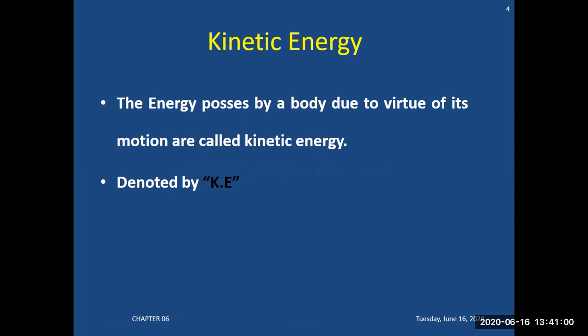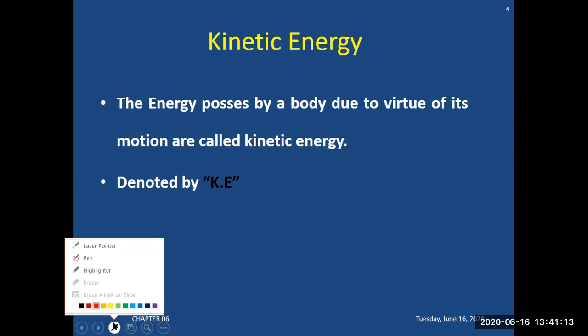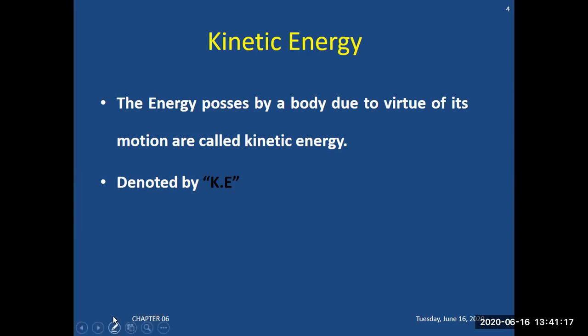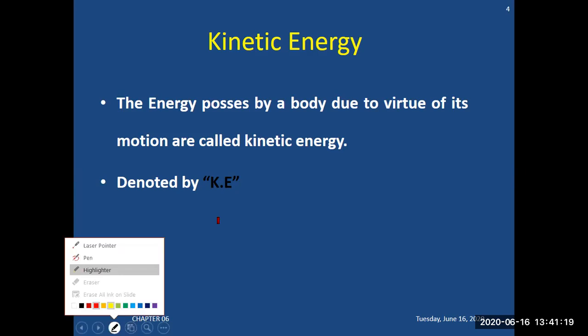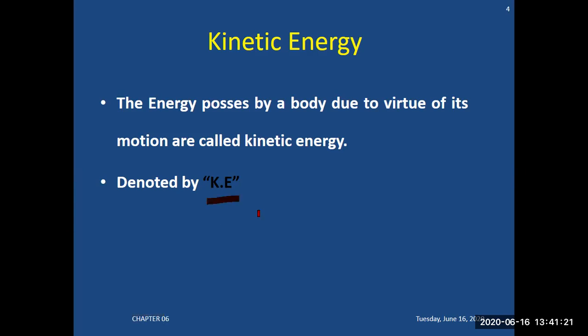If a body starts moving, the type of energy that body has during its motion is called kinetic energy. It is denoted by KE, K for kinetic, E for energy. So whenever you are asked to define kinetic energy, you must understand this is the energy due to the motion of any object.